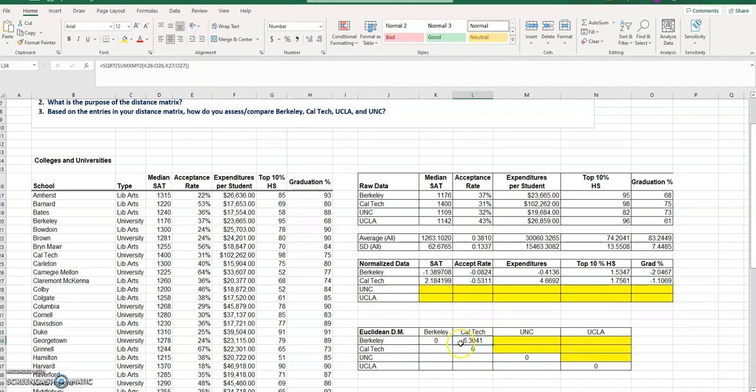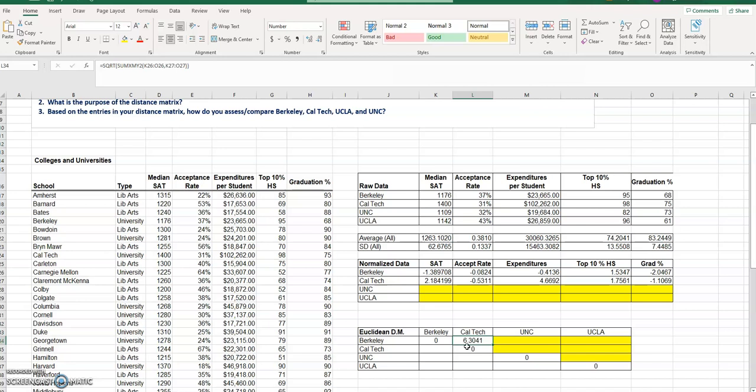So obviously, if I went down here and computed the same Euclidean distance for Caltech and Berkeley, it'd be the same thing. So notice along the diagonals, I've put the zeros. What you'll have to do is compute 6 values, this one, and then 5 others here that I show in yellow. And then you can make your assessment of how similar these schools are, as you consider the pairs here.